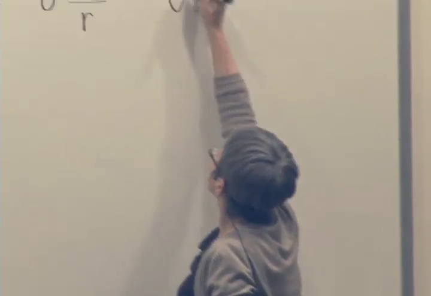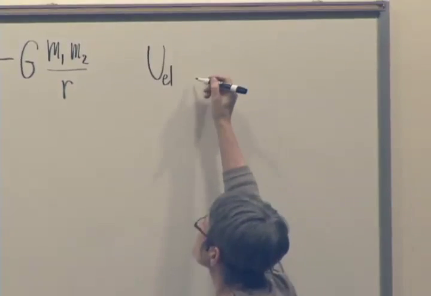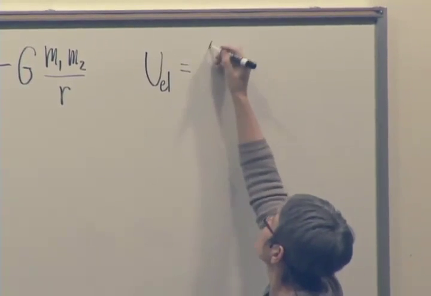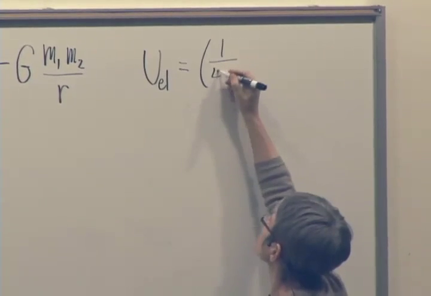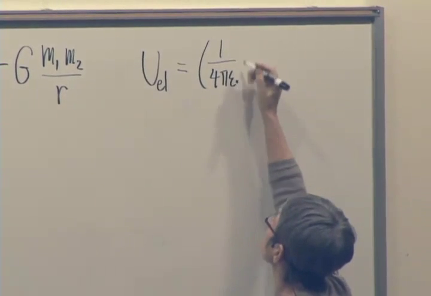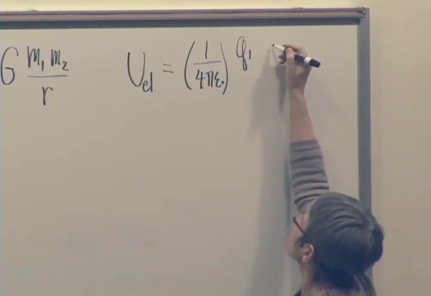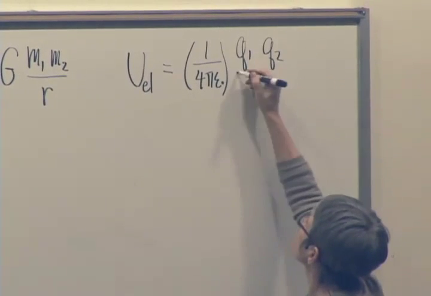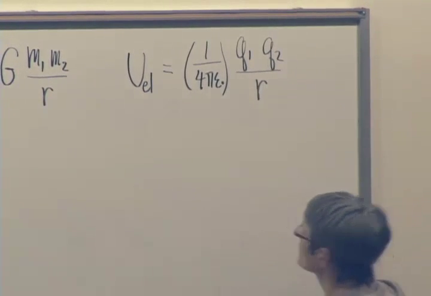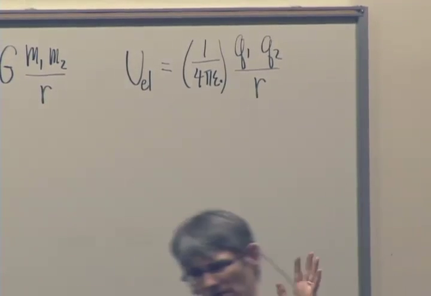We have electric potential energy, which has a very similar form. There's a constant. This one is 1 over 4 pi epsilon 0. And then we have the charge of one object and the charge of another object over the separation between them. That's the magnitude of a vector.